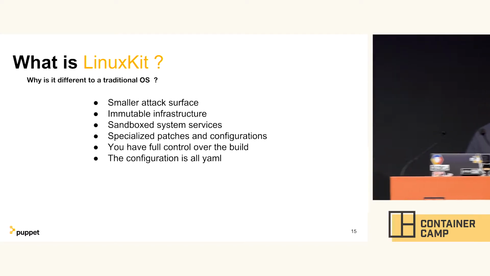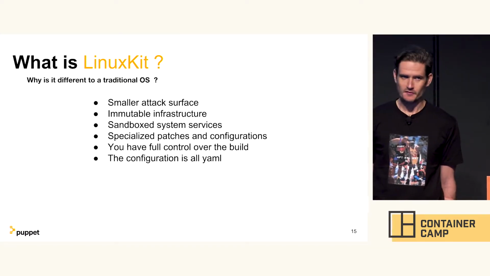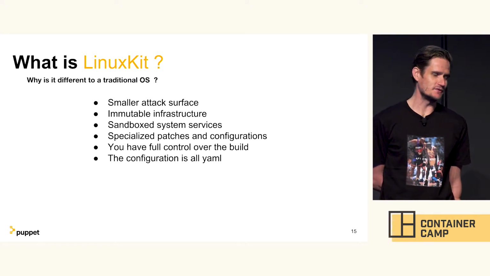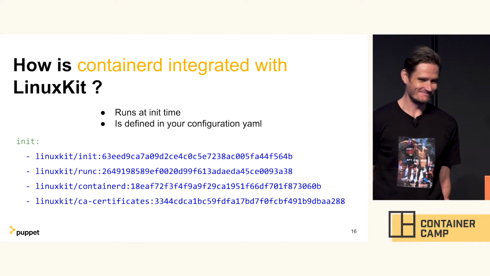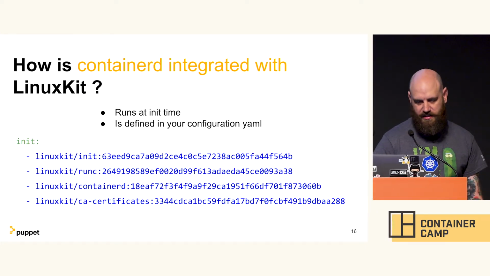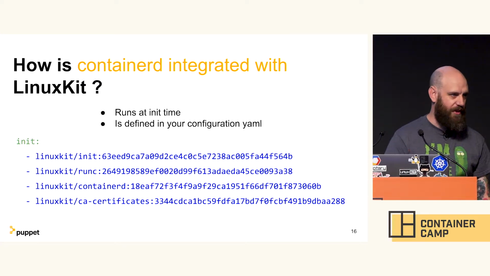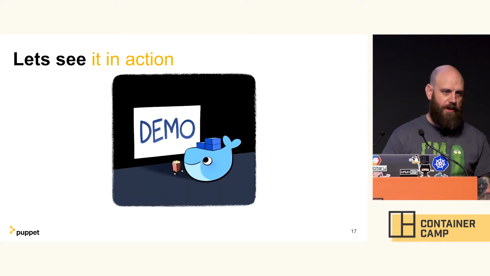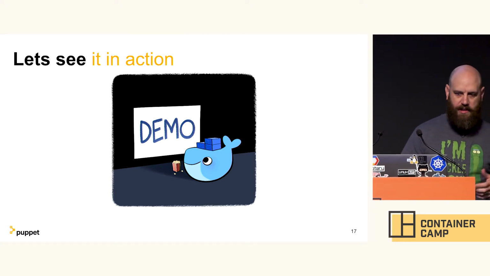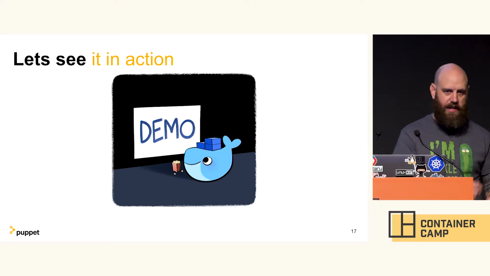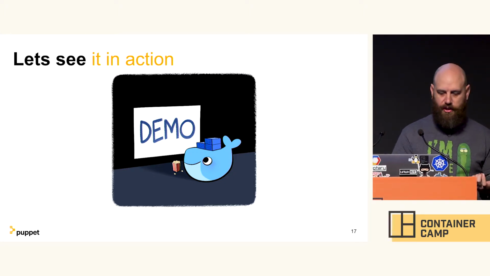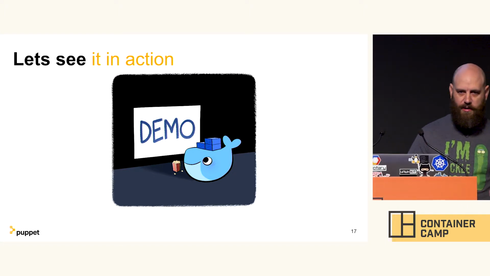There are specialized patches and configurations. You have full control over the build in whatever CI/CD system you're using, and the configuration is all YAML, for those of you who like YAML. I've got the wrong heading on this, but this is LinuxKit, just a YAML file that's in CD. Like Gabe said, you can talk about when you want changes. You can put in a pull request to say you need something added to the OS, and have the conversation about that on GitHub.